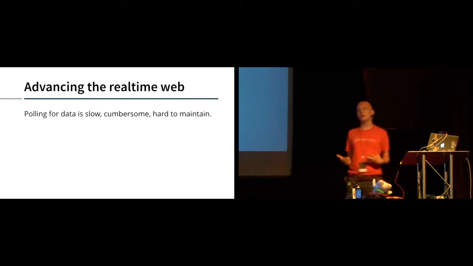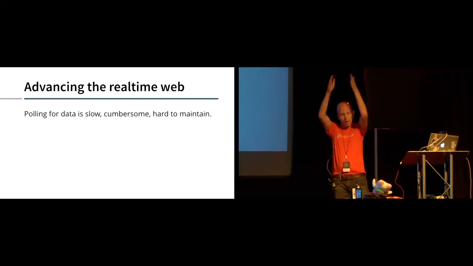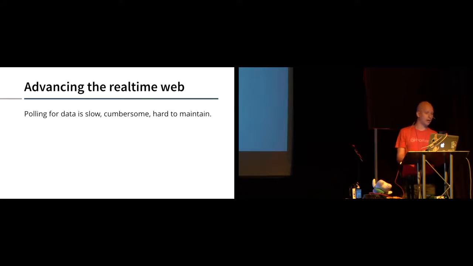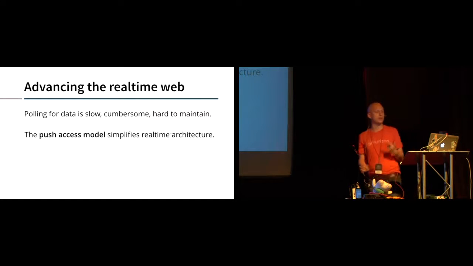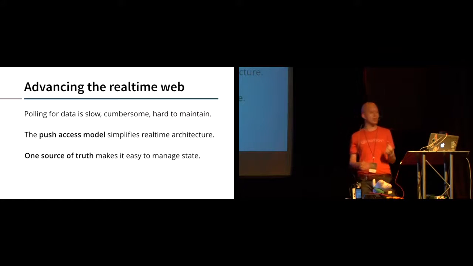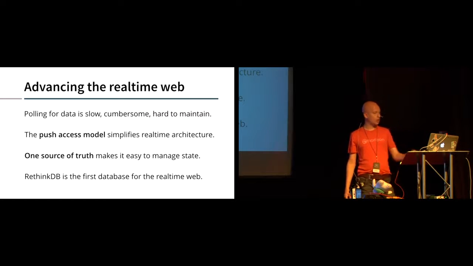And so RethinkDB brings that knowledge to the database level. And so you have full stack reactivity, full stack stateless unidirectional data flow, parallelized operations. And as I said, polling is cumbersome. It's hard to maintain. The push access model simplifies real-time architectures. One source of truth means that it's easy to manage state. And RethinkDB is the first database for the real-time web.